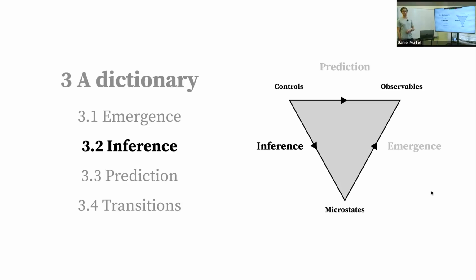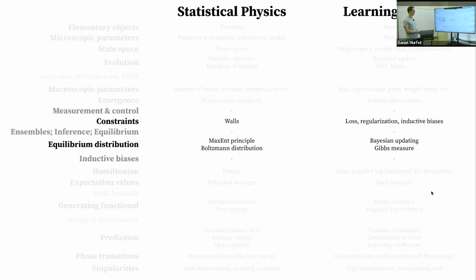Okay, let's talk about inference. So the question of, once you've controlled certain macroscopic parameters, how does it influence the smallest scale? So talk about what measurement and control are. Talk about the role that constraints play. Talk about what uncertainty means in the physical picture. And we'll talk about equilibrium distributions, and finally a little bit about inductive biases.